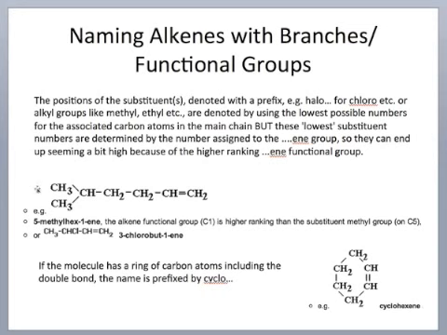First of all, we will count the longest carbon chain. So we have 1, 2, 3, 4, 5, 6. Therefore, it's hex. Because we have a double bond, it's hexene. So we need to assign the lowest number to the double bond. So it's obvious that it would be hex-1-ene, because if we started from this end, it would be 1, 2, 3, 4, 5, which is definitely not the lowest number.